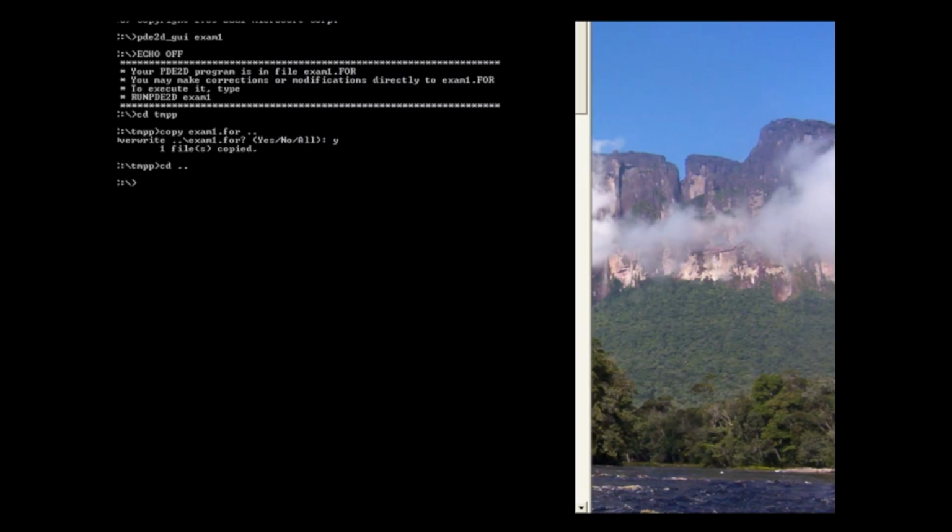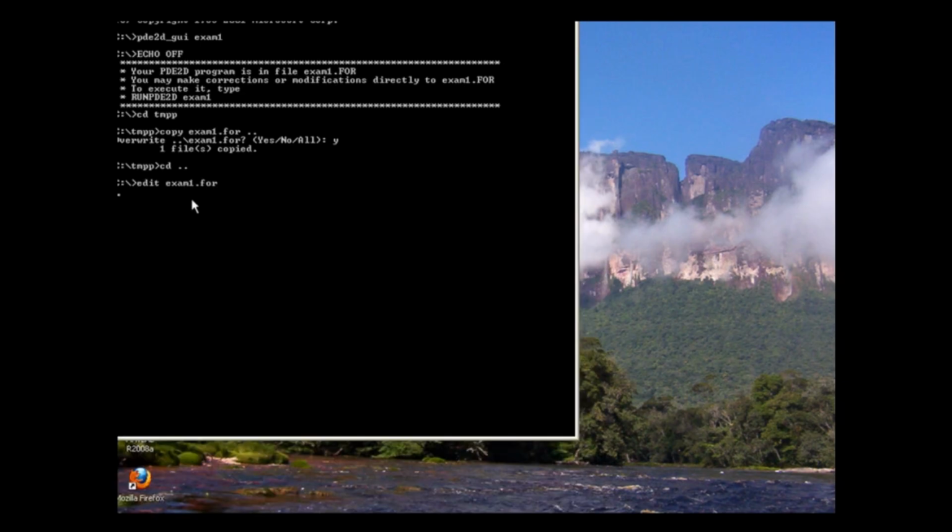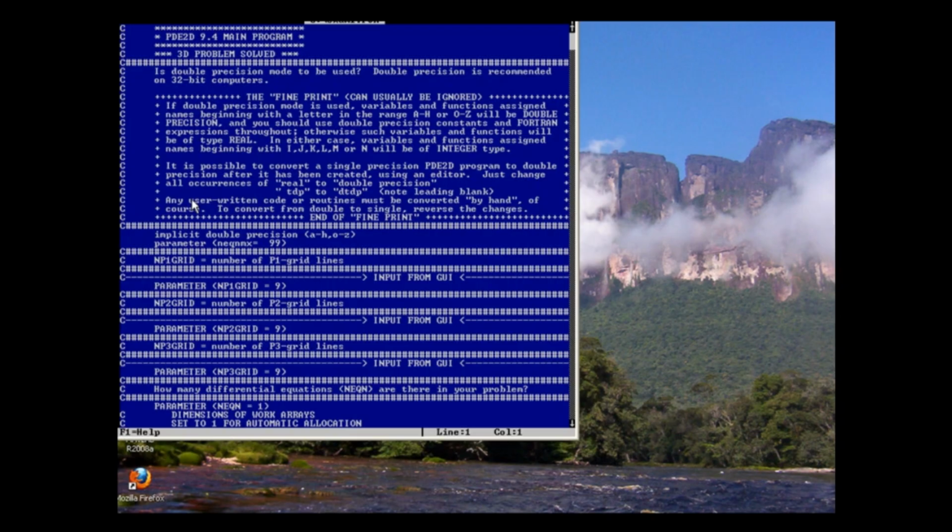Now, whether you use the GUI or interactive driver interface, all PDE2D does is create a Fortran program for you, which can be compiled and linked to the PDE2D library and executed. Let's look at the Fortran program created by this GUI session using an editor. It's called exam1.for. It looks like a complicated program, but it's all written for you automatically.